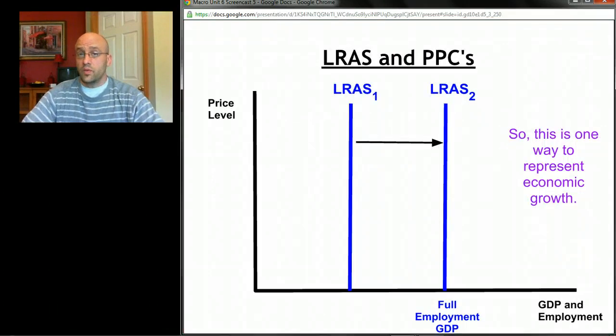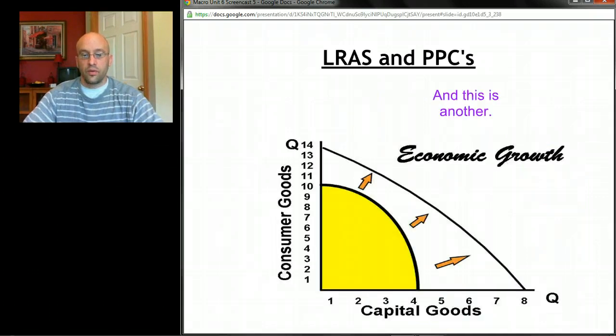And so we now have two ways of representing economic growth. One way to represent economic growth is by a rightward shift of the long-run aggregate supply curve. An equivalent way to represent economic growth would be an outward shift of the production possibilities curve. The AP exam is very fond of this relationship between PPCs and LRAS. Bottom line here, LRAS shifting to the right means economic growth. The production possibility curve shifting out also means economic growth. The same exact factors cause both of them to change. That is it for this relatively short screencast.